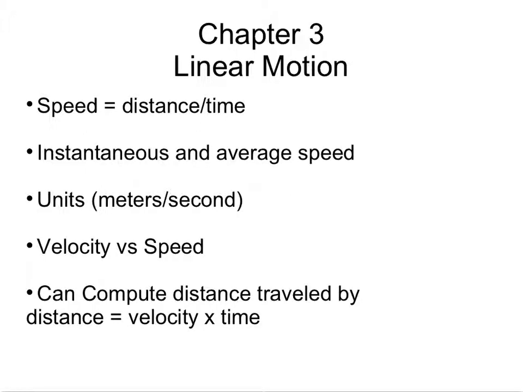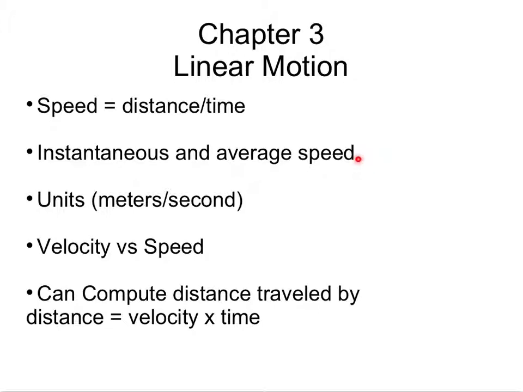In this chapter, we're going to be dealing with linear motion, which is just the motion of objects in a straight line. Now, one of the most fundamental concepts with linear motion is that of speed. And speed is just calculated as distance divided by time. Now, there is instantaneous speed and average speed. Typically, average speed is the speed over a given interval.